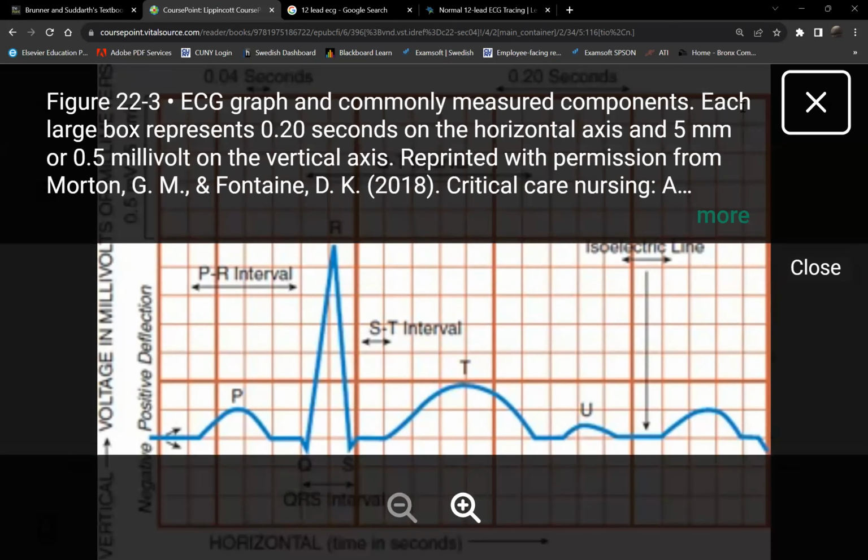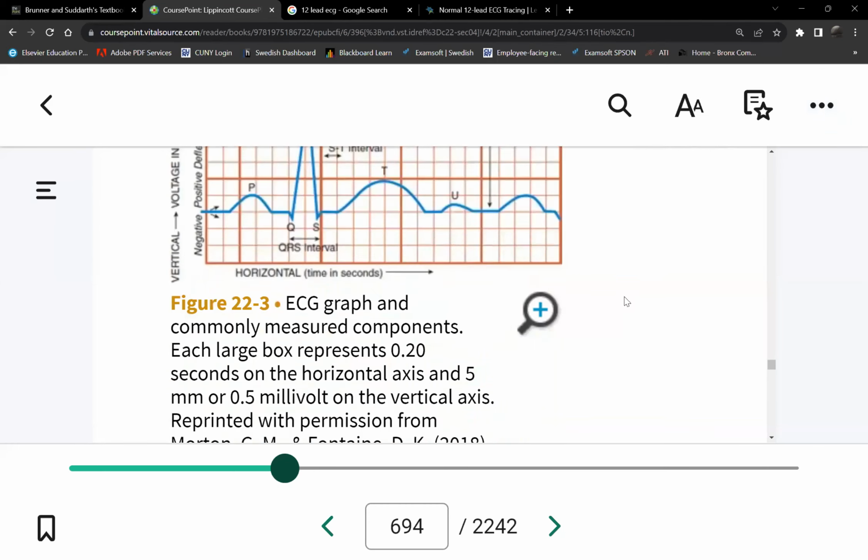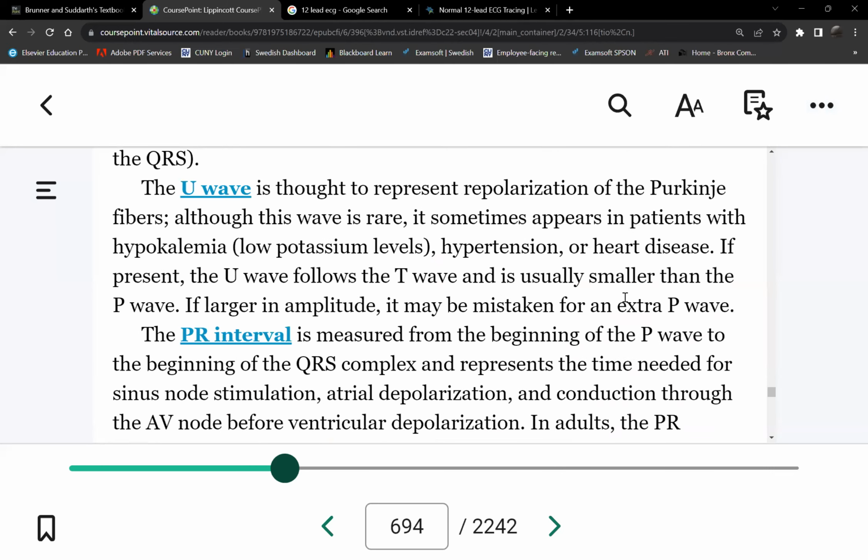So let's look at the last one, which is the T wave. What does the T wave represent?